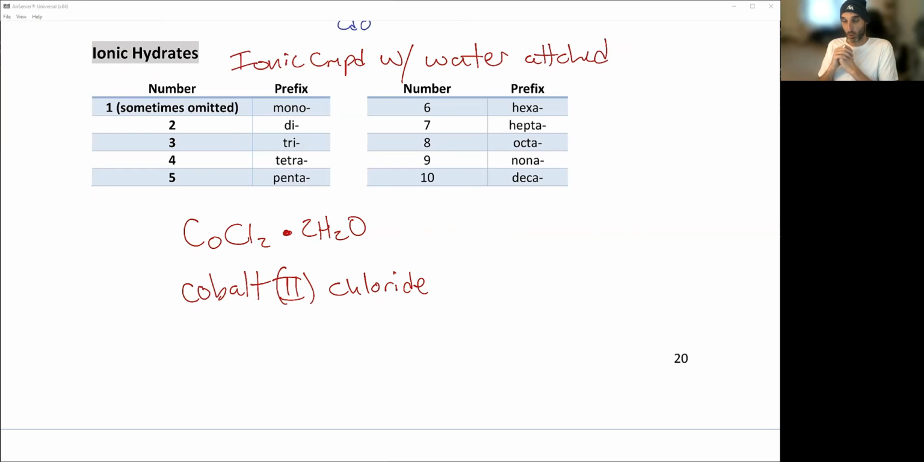So cobalt 2 chloride takes care of the first part. And the second part, the 2, we would basically say dihydrate. So I would know that there are 2 waters there. Okay.